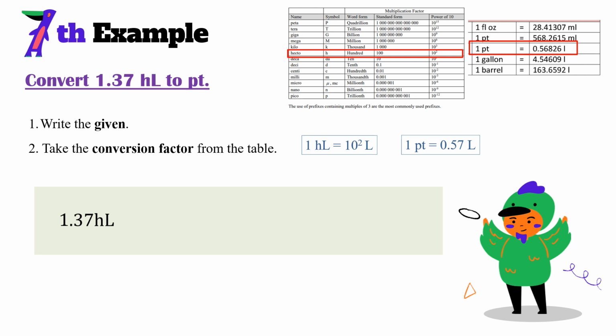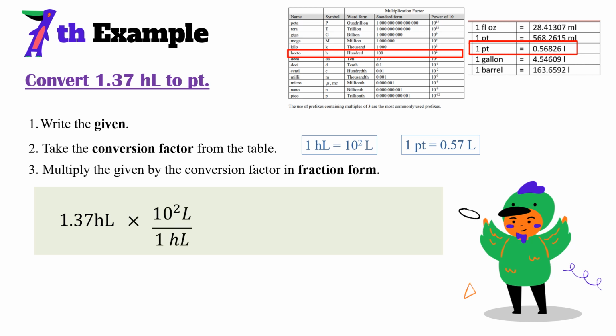0.57 liters. Now the reason why we need the metric table or the metric conversion table is because your conversion for the pint is equivalent to liter and then the given is in hectoliter. So first, you convert the hectoliter to liter and then your liter to pint. Okay, now multiply the given by the conversion factor in fraction form.